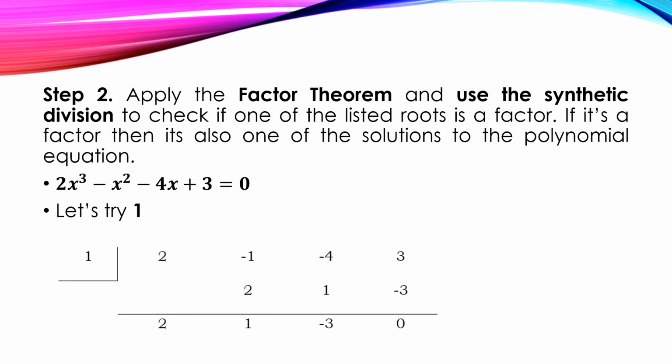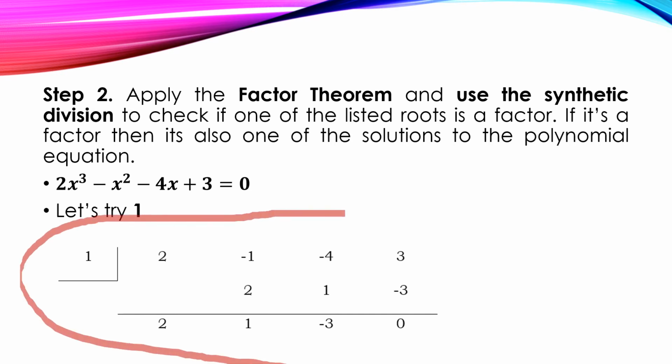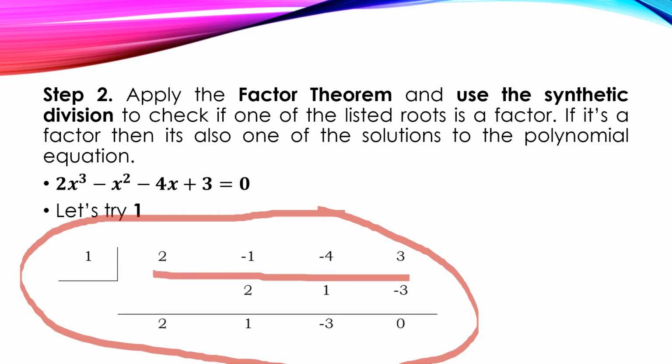Okay, let's try positive 1. So, by synthetic division, ito yung magiging process natin. So, tatry natin yung 1 as a root. Okay, so these are the numerical coefficients of the given. Yung 2 galing sa 2x cubed, yung negative 1 is negative x squared, yung negative 4 ay sa negative 4x, at yung 3 natin ay yung constant. Okay, so reveal lang natin.